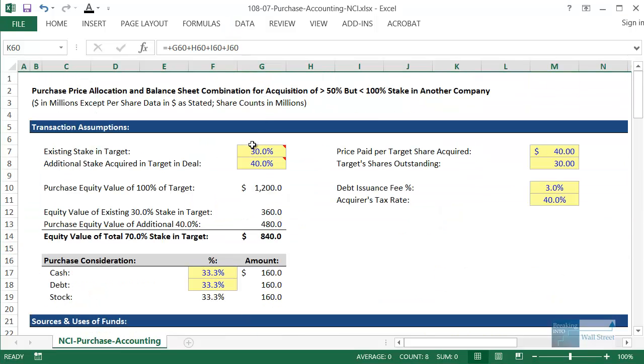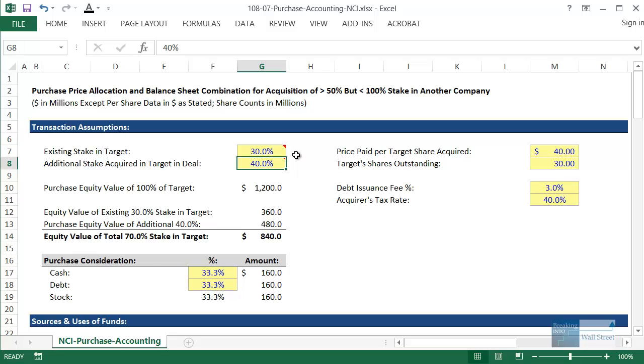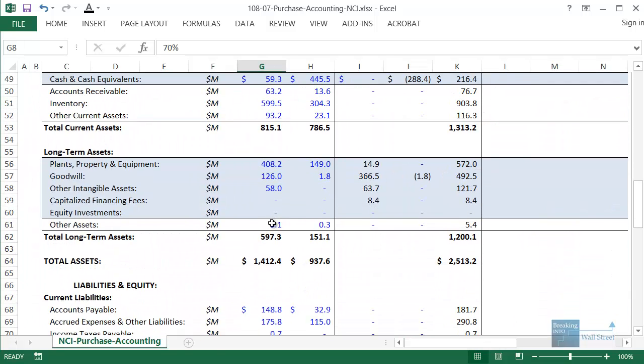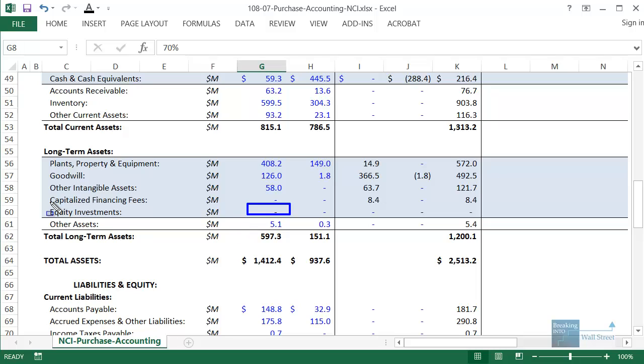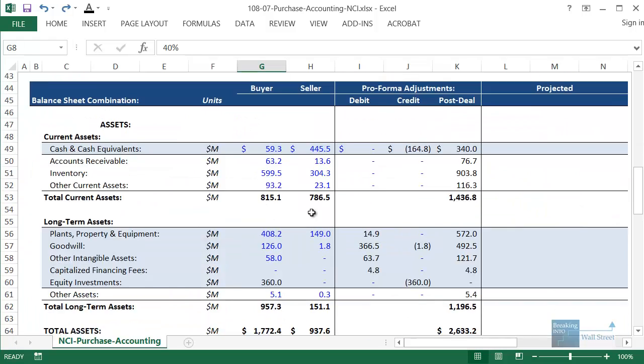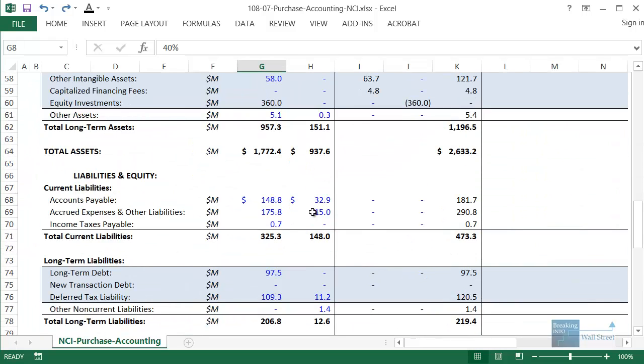So let's say I went up and I changed this, and let's say, for example, I made the existing stake 0% and I made it so that we're acquiring 70% here. Well, in this case, the equity investment would be zero to start with, and it would not change at all. It would just simply stay at zero. But I wanted to show you what would happen if we have a slightly trickier scenario with a 30% initial stake. So that's the asset side.